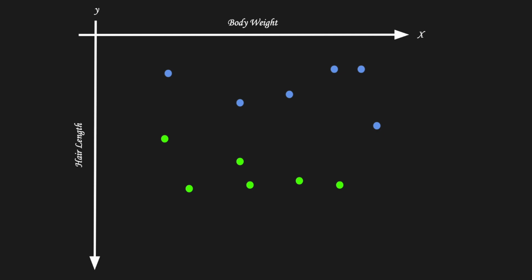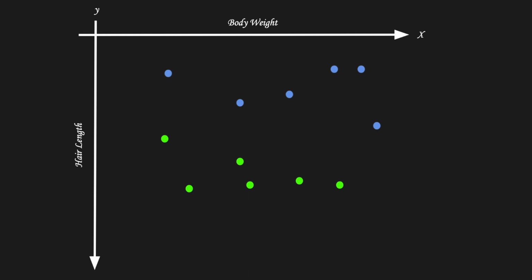Now, this graph is an inverse graph. So basically, the y-axis starts from 0 hair length on the top and goes to maximum hair length at the bottom. So as you go below the y-axis, the hair length increases. This is just for representation purposes. You could have split this the other way around without any issues.